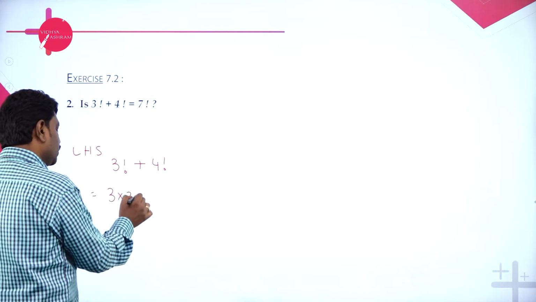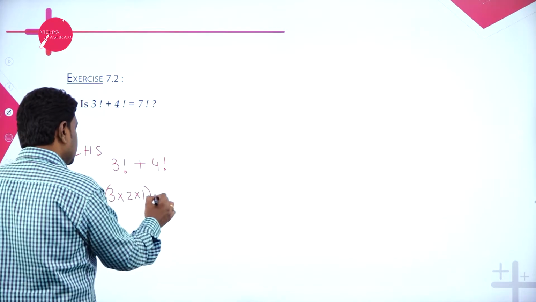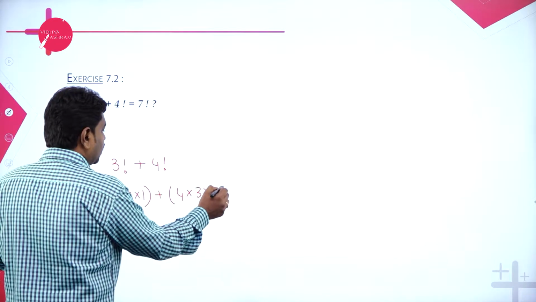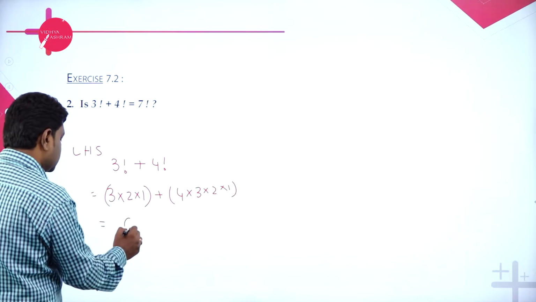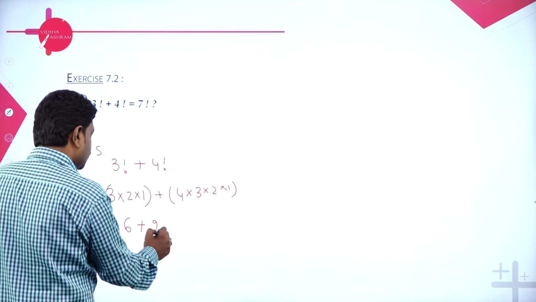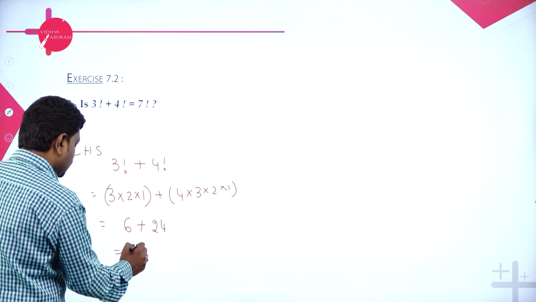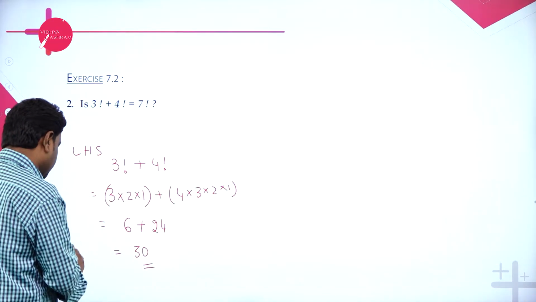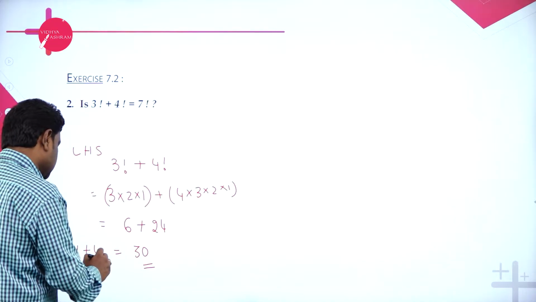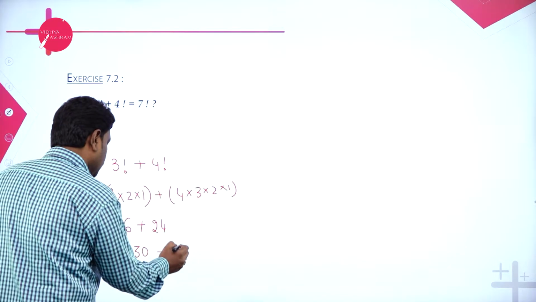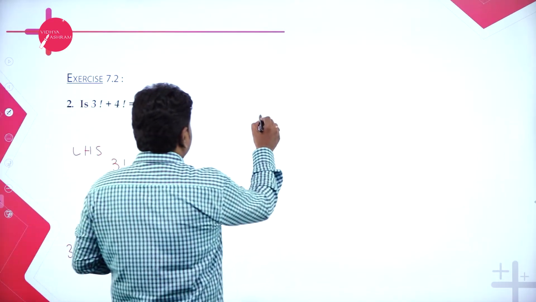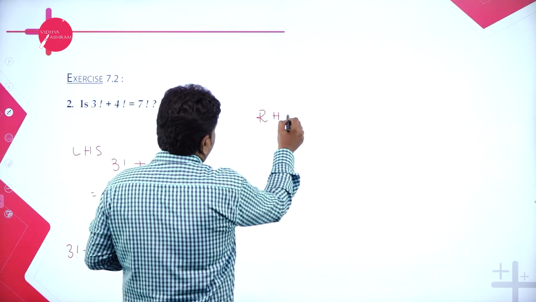3 into 2 into 1, plus 4 factorial, which is 4 into 3 into 2 into 1. So 3 2s are 6, plus 4 3s are 12, 2s are 24. That gives you 30. So you got 3 factorial plus 4 factorial as 30. Call it equation 1. Now you go to RHS. What is RHS? 7 factorial.